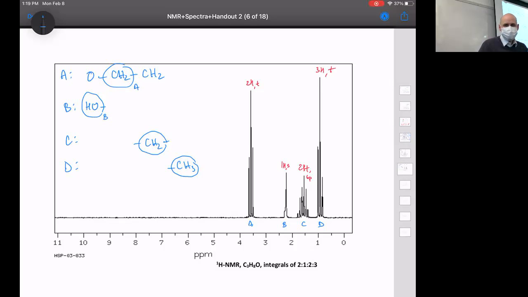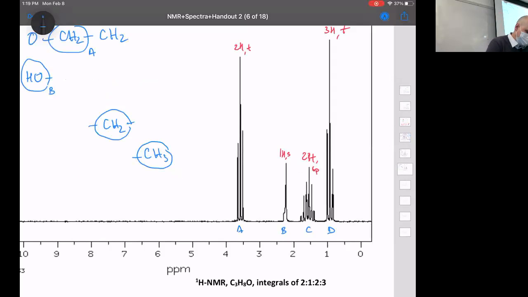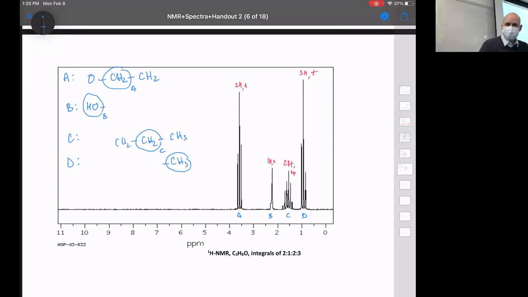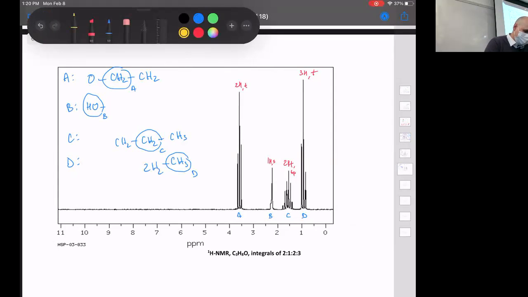It has 6 peaks, so 5 hydrogens on neighboring carbons, and the only way to do that is to have a CH3 on one side and a CH2 on the other. So this is your environment C. And then finally on the far right, we have a 3H triplet, which is a CH3. Triplet means it's got 2 hydrogen neighbors, so it's next to a CH2. So I kind of lined these up so that you could see that connection.